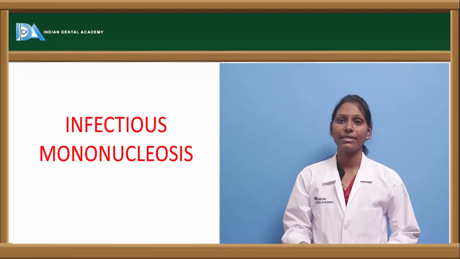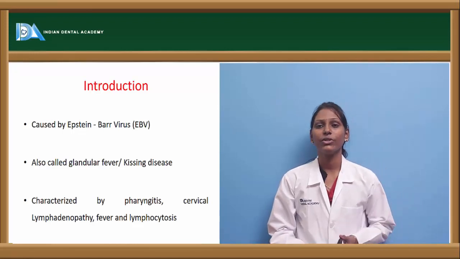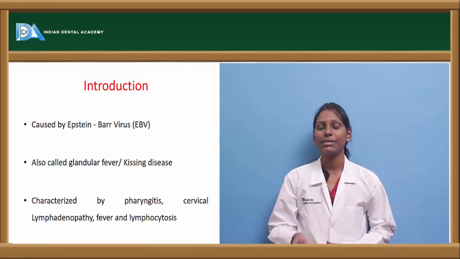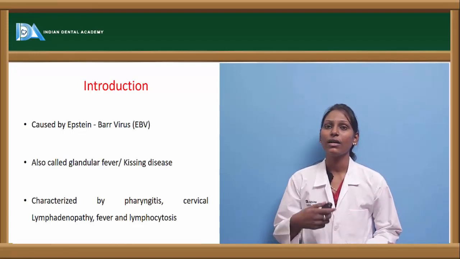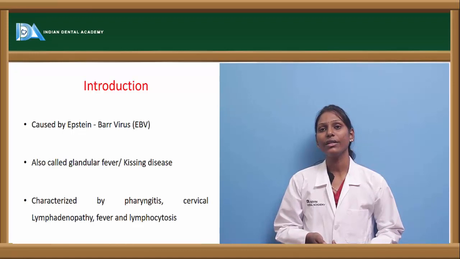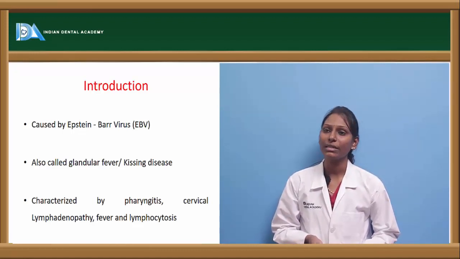And the topic for discussion now is infectious mononucleosis. As we all know, infectious mononucleosis is commonly caused by Epstein-Barr virus, also called EBV. Infectious mononucleosis is a condition most commonly seen in children and especially in the developing countries. It is also called glandular fever or kissing disease.